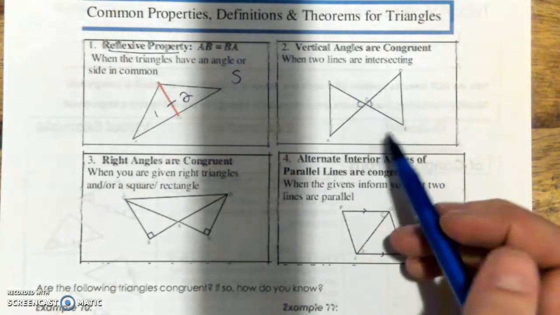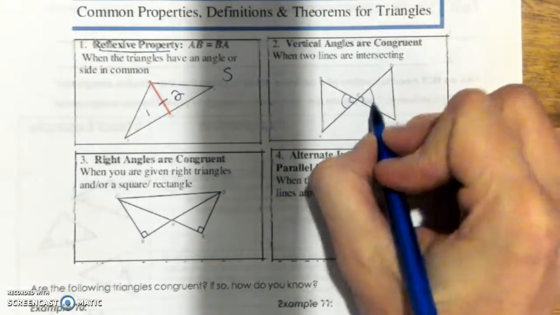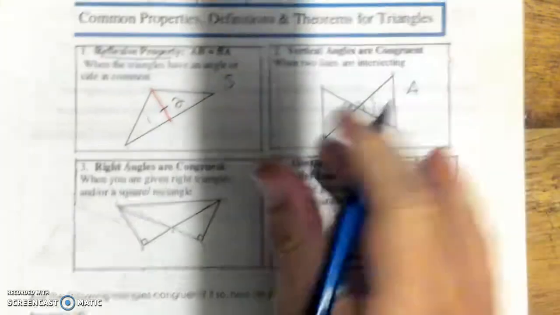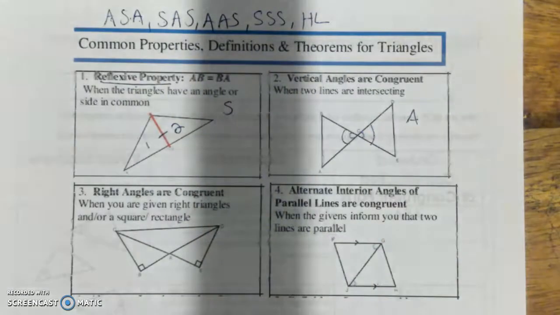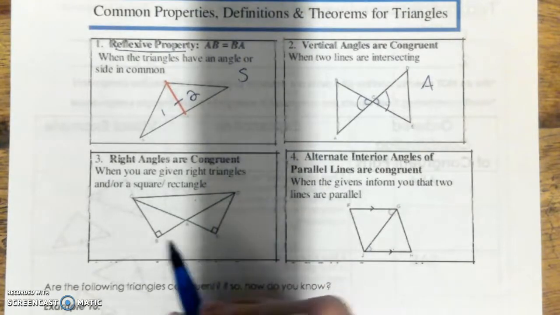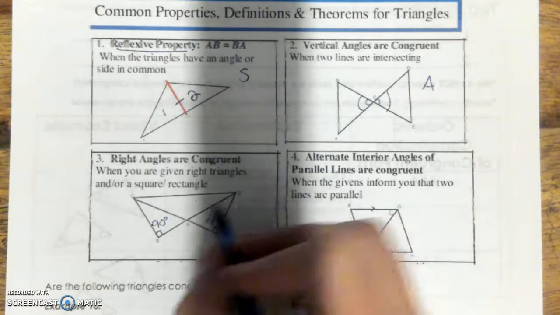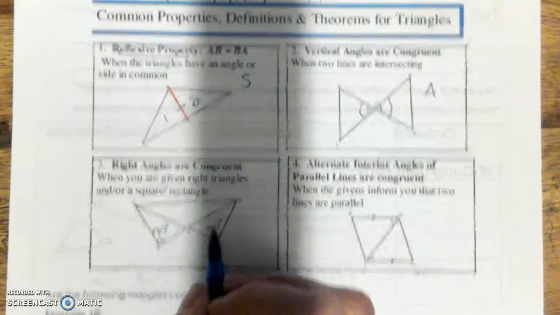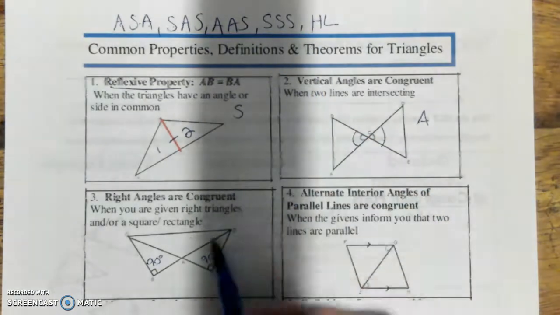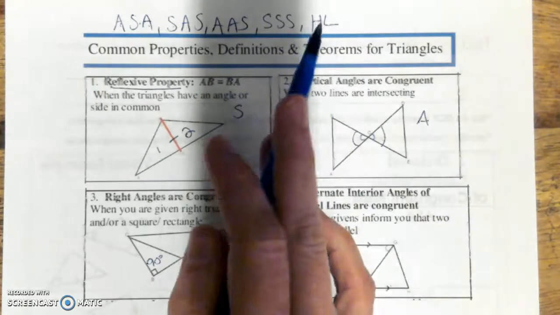If you see vertical angles and they're not marked, these happen to be marked, but if they weren't, you could mark them and say they are congruent, and it would count as an angle in one of my postulates up here. All right. Right angles are congruent, so if you see this little box, you know that this is 90 degrees and so is this. So not only are the angles congruent and they would count as an A, but you would also know that you could use hypotenuse leg. If you know the hypotenuse and the leg are congruent, then you could use HL.